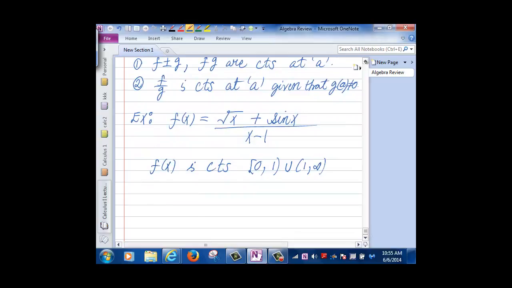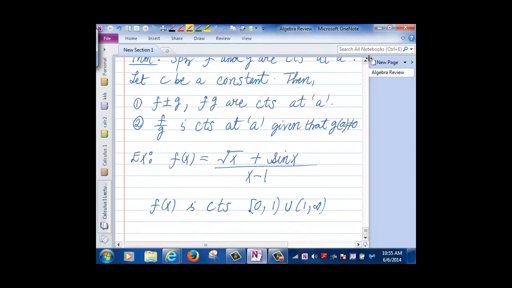So what did we use here, right? We used both number 1 and 2. In number 1 we are saying that I have root x plus sine x. Both of these functions are continuous from 0 to infinity. So the sum will be continuous from 0 to infinity. And then the denominator is continuous everywhere, but because I'm taking the ratio with the numerator, it could be only continuous from 0 to infinity. But then number 2 says it's not continuous at 1, right? So I have to exclude 1. Is everybody okay?